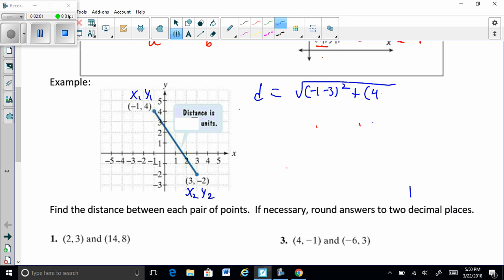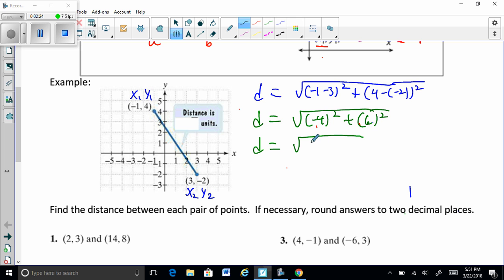So then we'll do the same thing with the y's. So let's see, 4 minus, just be careful, minus -2. So we'll have to take care of those double negatives there. So our distance is equal to the square root. So right here, we're going to get -4 squared plus, now you got double negatives, so that should turn into a 6 squared, okay? So then we square both of these. So then we're going to get 16 plus 36. So now the distance is equal to the square root of 52.